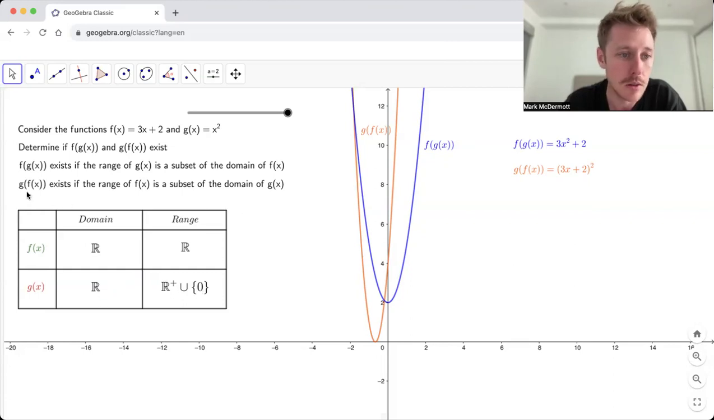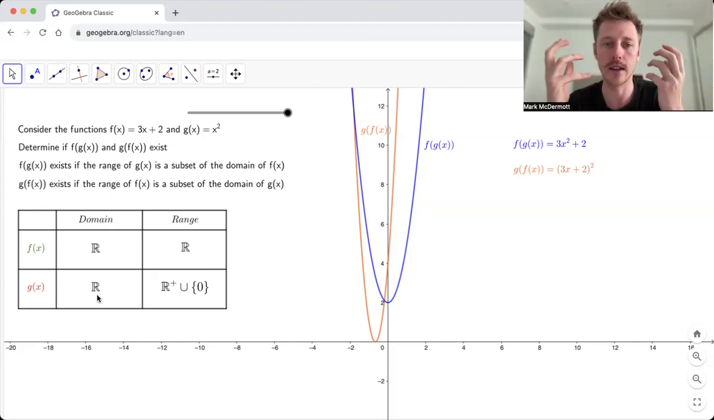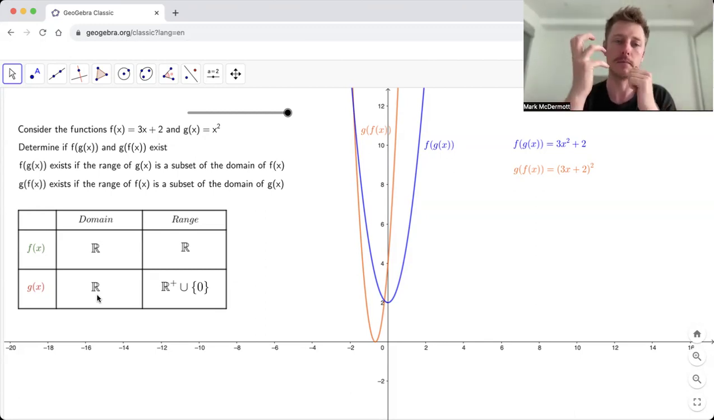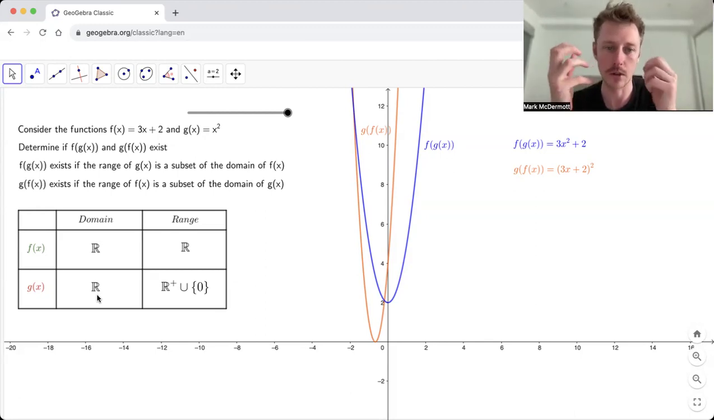Okay, and then let's do the other one. g of f of x exists if the range of f of x, which is all real numbers, is a subset of the domain of g of x. Well, the domain of g of x is also all real numbers. Now the question is, are they subsets of one another if they're equivalent to one another? And the answer is yes. As long as they're equivalent to each other, or one fits inside the other, we call it a subset. So that obviously turns out to be that orange line.